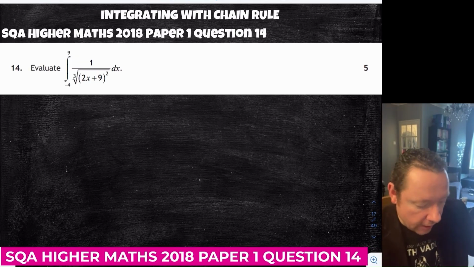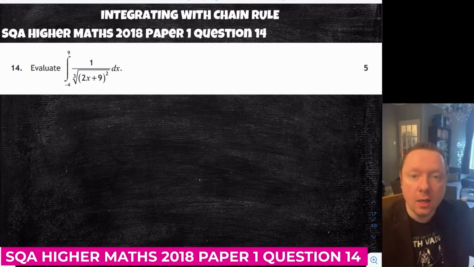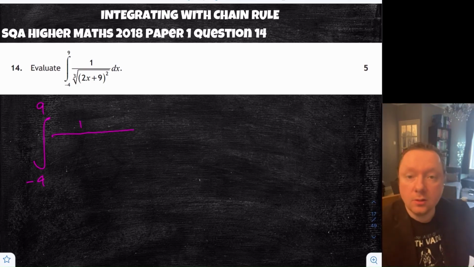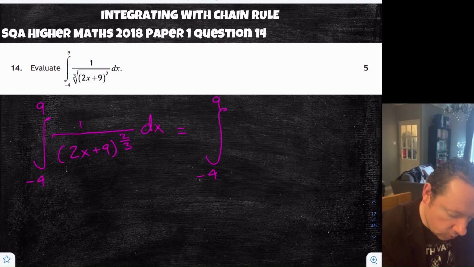Integrating with chain rule, SQA Higher Maths 2018, paper 1, question 14. Find the integral between minus 4 and 9 of this function. Going to have to get it ready to integrate first. So we've got between minus 4 and 9, 1 over, so it's the cube root, so that's to the power of a third, but it's squared, so it's to the power of 2/3. So it's (2x plus 9) to the power of 2/3 dx, which equals the integral between minus 4 and 9, taking it up to the top, (2x plus 9) to the minus 2/3 dx.